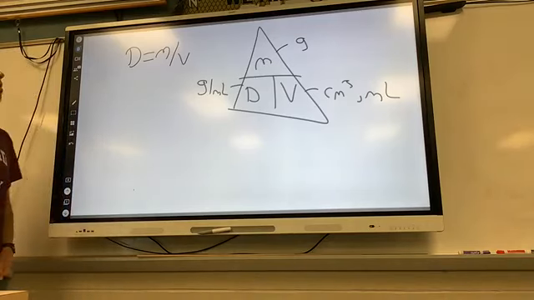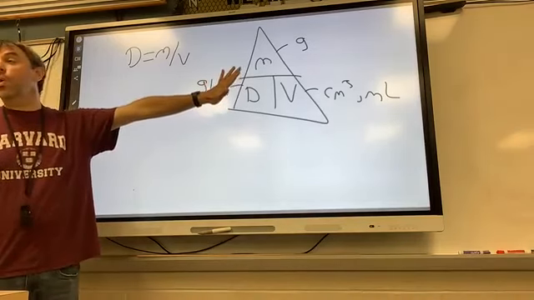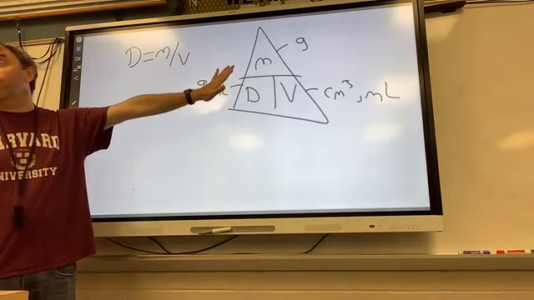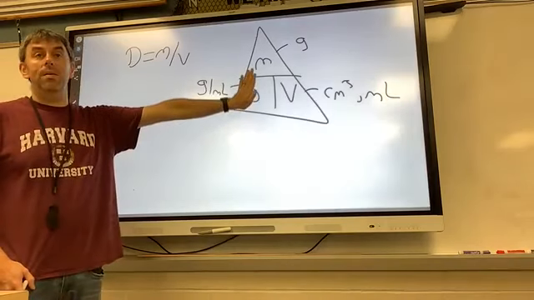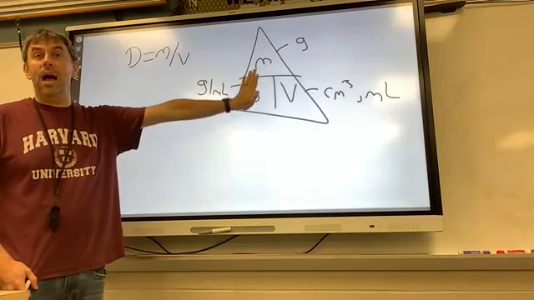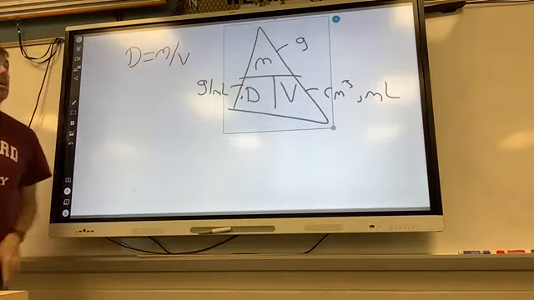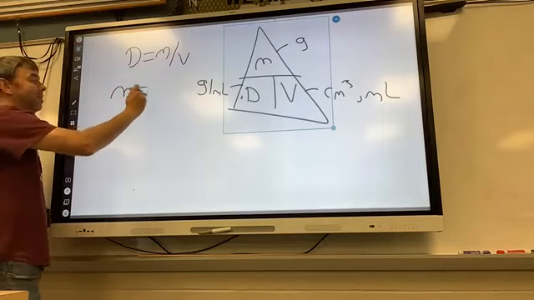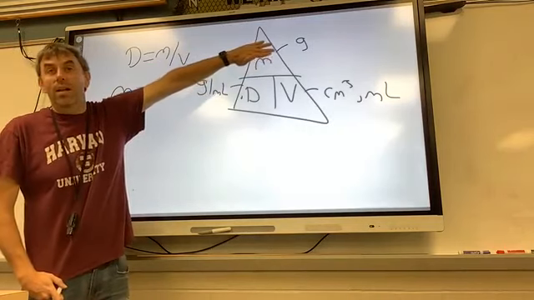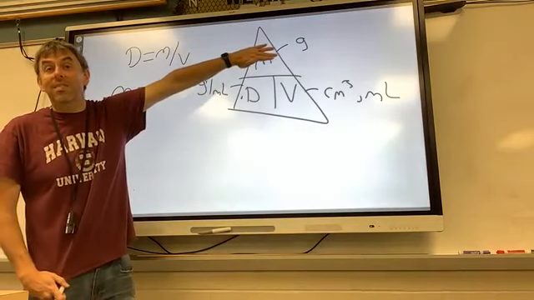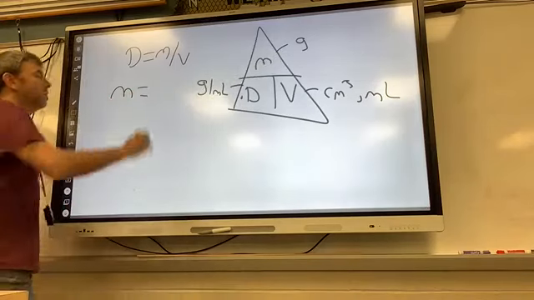Okay. So if I cover up one of these variables, it is going to show me how to solve for the other ones. So if I cover up density, what does that leave me? Mass is on top of what? Volume. So D equals M over V. If I wanted to solve for mass, I would cover up M. If I cover up M, M equals what? They're beside each other. So the mass is density times volume. So M equals D times V.